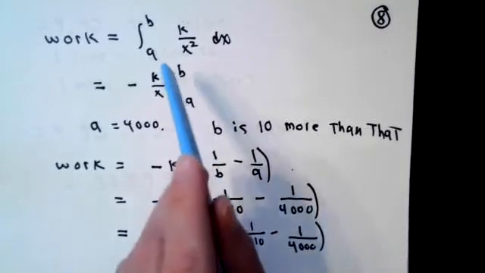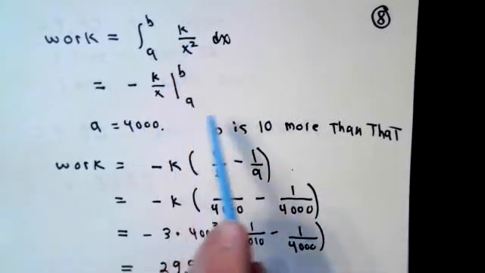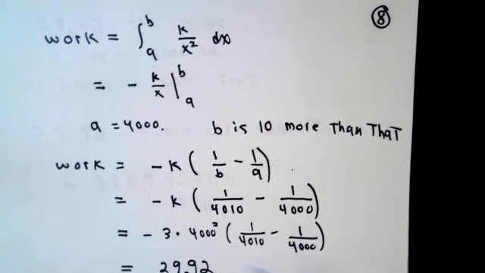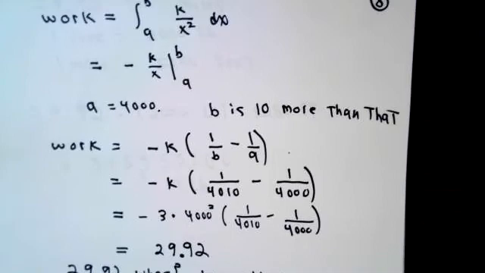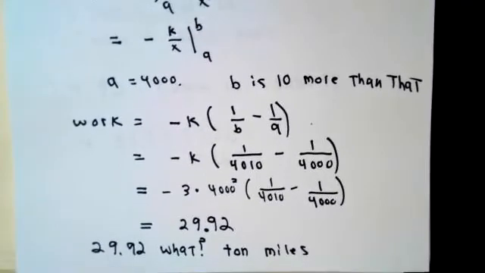So taking my force relation, doing the antiderivative, sticking the B into it and the A into it, I'm ready to evaluate the amount of work needed. I got my calculator out and did all these calculations. It turns out that the amount of work you have to do is 29.92, except it's in really odd units. It's in ton miles.